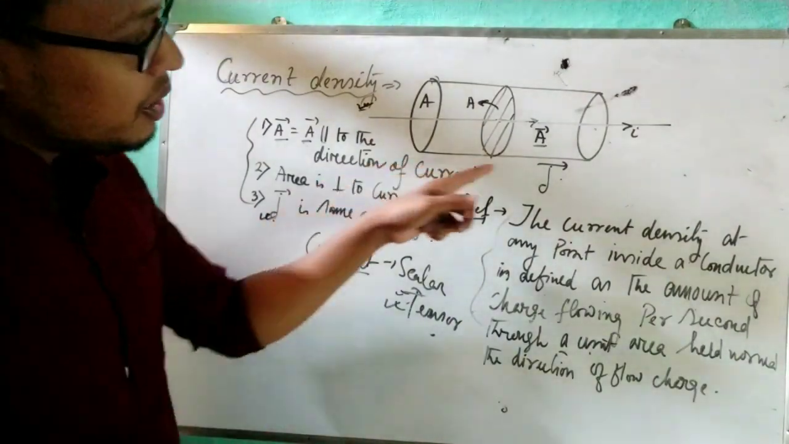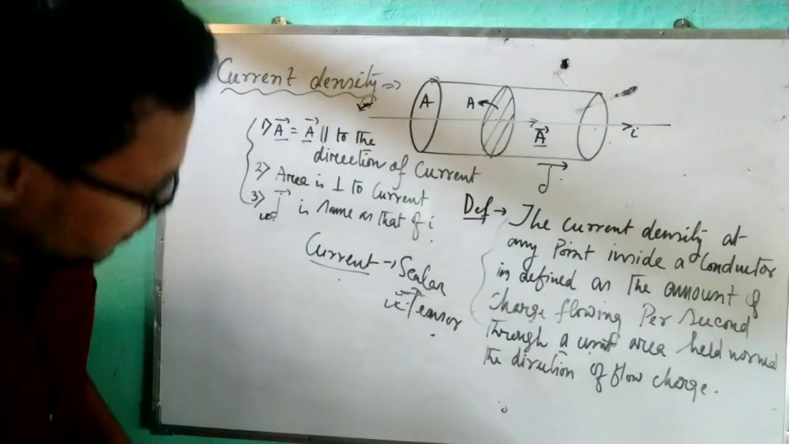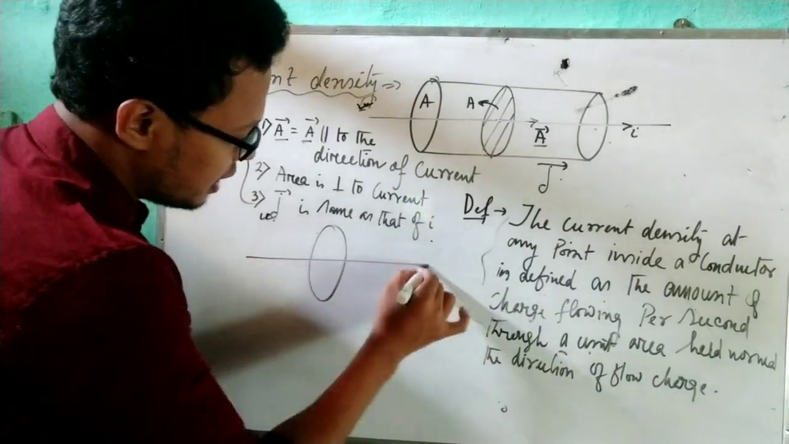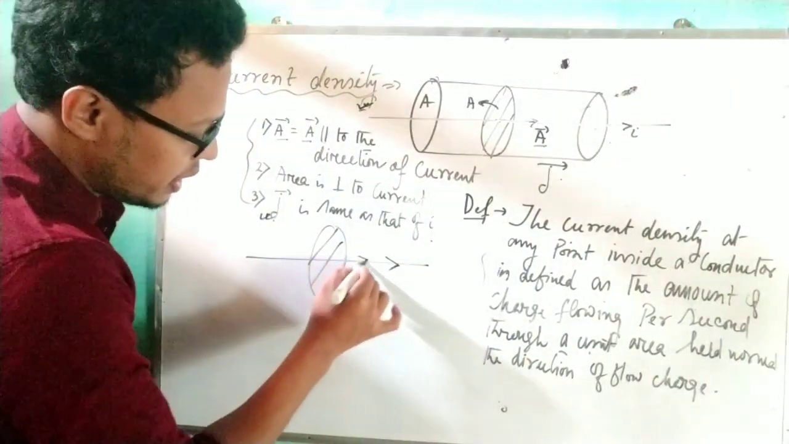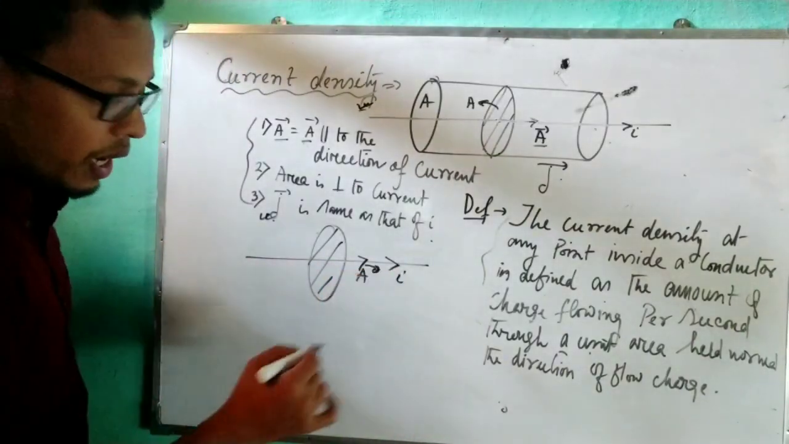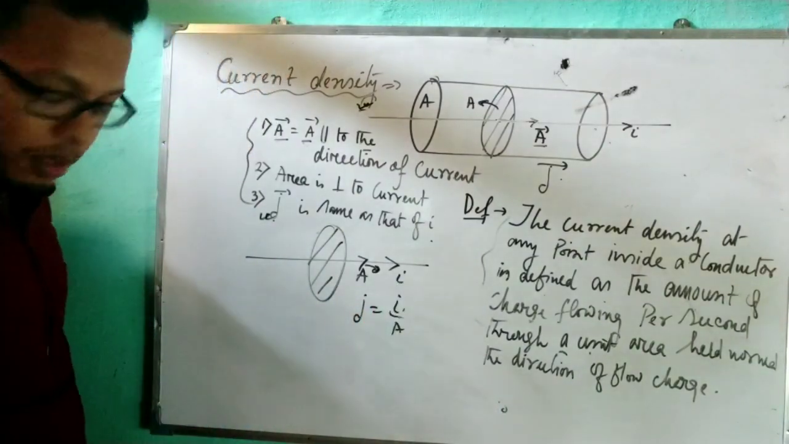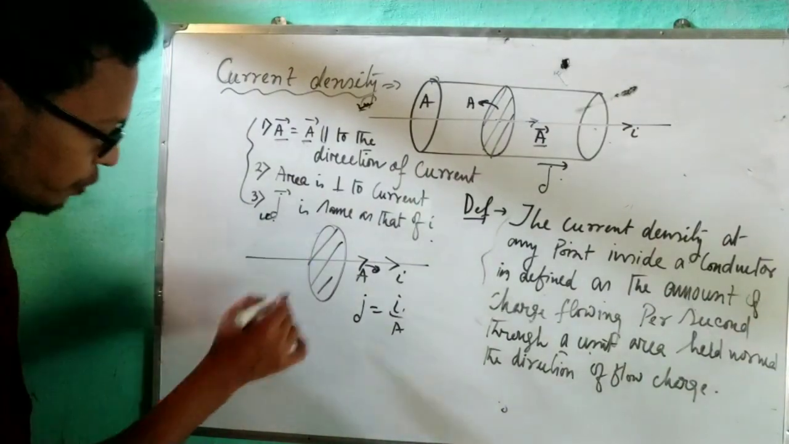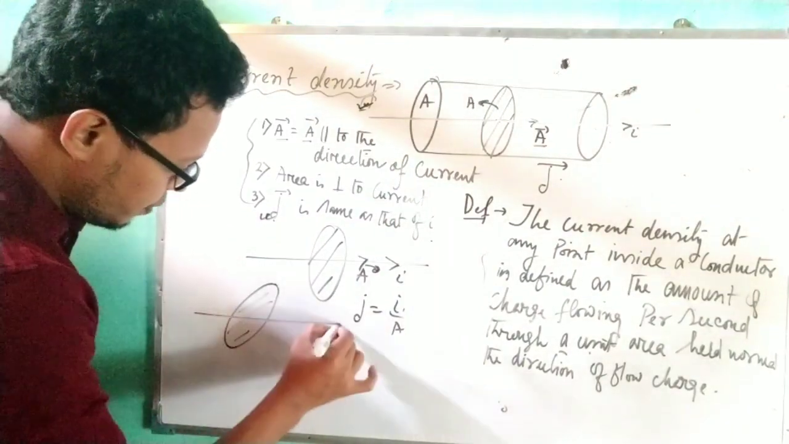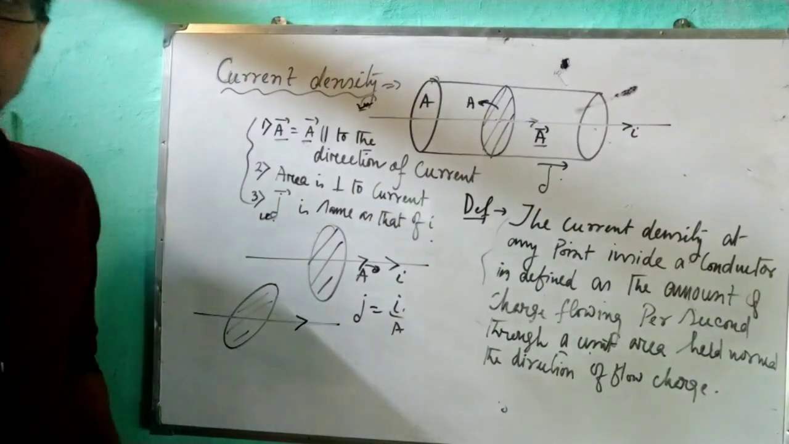But if the area vector makes some angle with I, then that I am explaining. See, suppose in the first case this is the area, and the current is flowing like this. This is the area, this is the area vector A, and I is the direction of current. In this case J we can write as I by A. But in the second case, if we consider a surface like this, but the current is flowing in this direction, how do we find the current density over here?